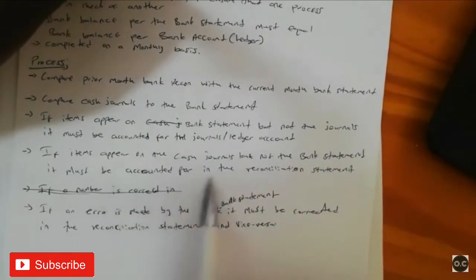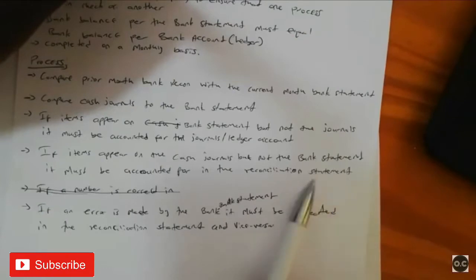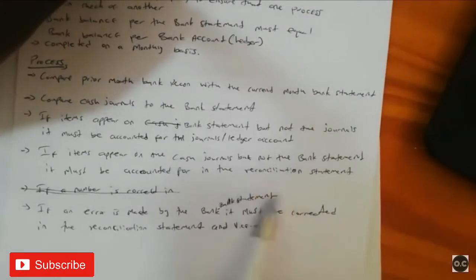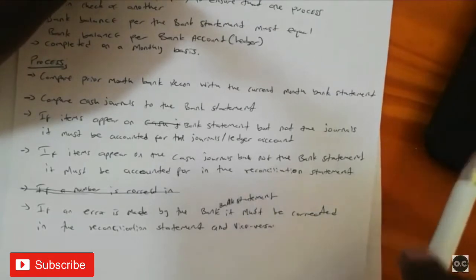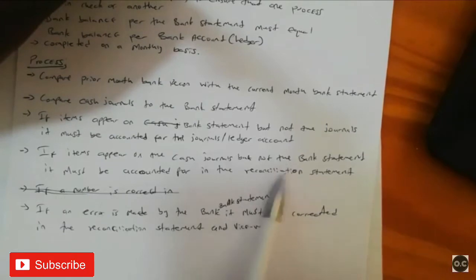And if something appears on your journals, but it's missing on your bank statement, then that's what goes into the reconciliation statement, because you want the bank to reconcile those errors, to fix those errors. So you expect that next month when it comes, the statement will include the things you included in the record. That's usually the expectation, right?